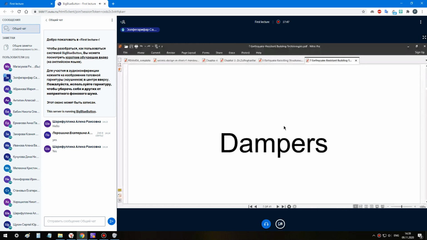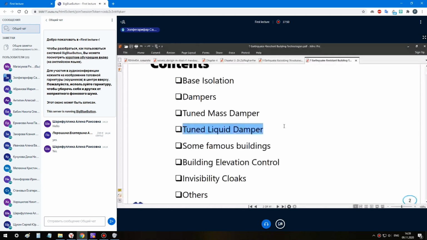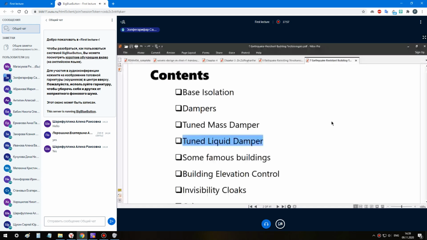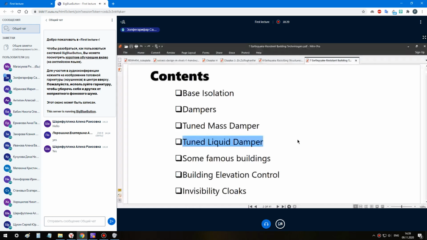So we had some schematic shapes about some techniques and instruments used in buildings to reduce earthquake energy, absorb it, and reduce destruction in the buildings, using base isolation, dampers, foam, turret mass damper, liquid damper, and symmetrical elevation control.